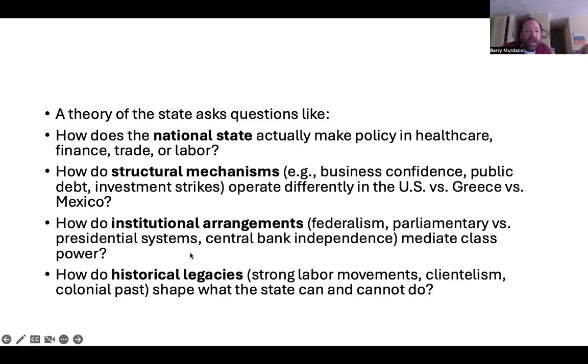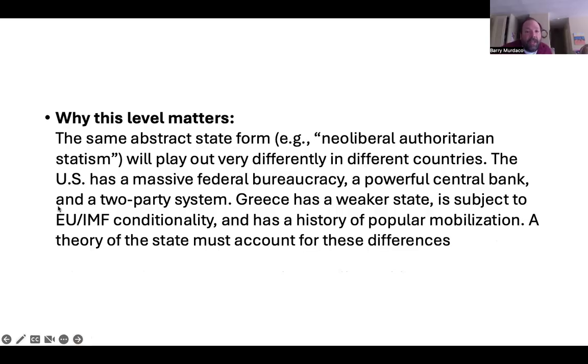Greece versus Mexico? How do institutional arrangements, federalism, parliamentary versus presidential systems, central bank independence mediate class power? In other words, how does it interact with class power or shape the dynamics of class power? How do historical legacies, strong labor movements, clientelism, colonial past, help shape what the state can and cannot do? The same abstract state form will play out very differently in different countries.